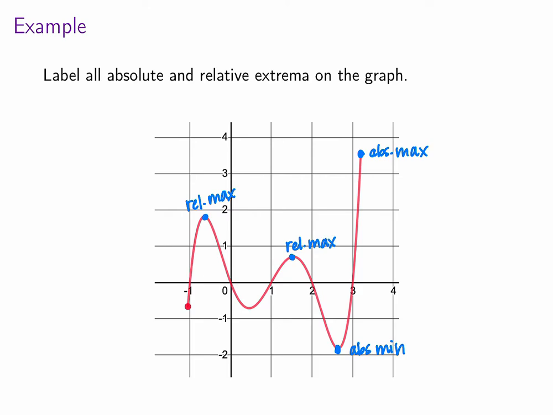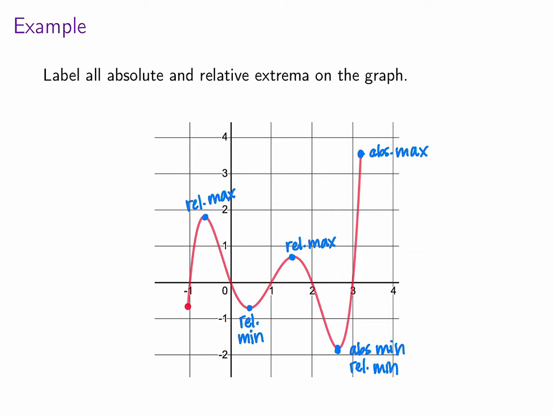Again, it is bigger than everything right around it. All right. Over here at about 0.5, negative 0.7 or so, I see a relative min. It's not the smallest, the lowest this graph ever goes, but it is the lowest of everything right around it. And then I notice that my absolute minimum is also a relative minimum, and that can happen.